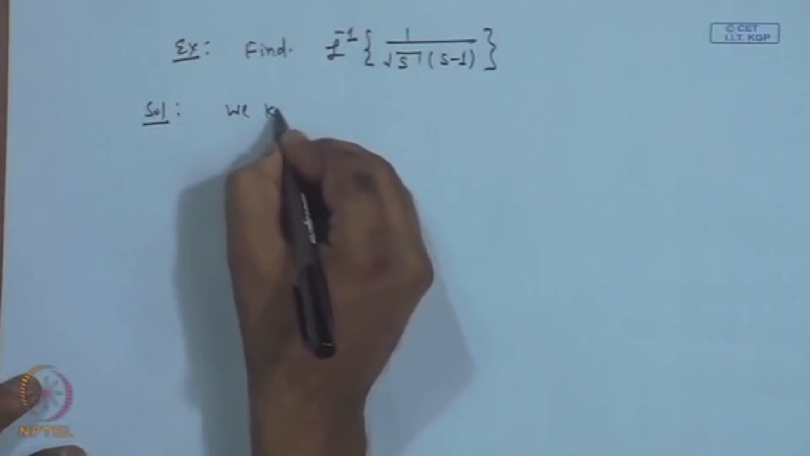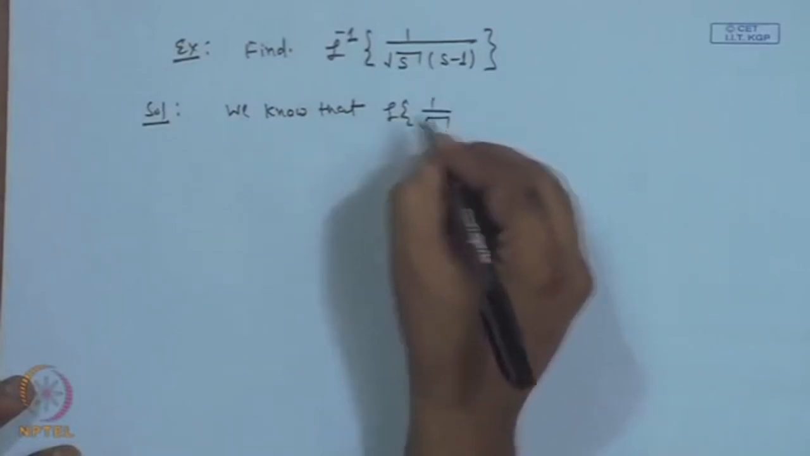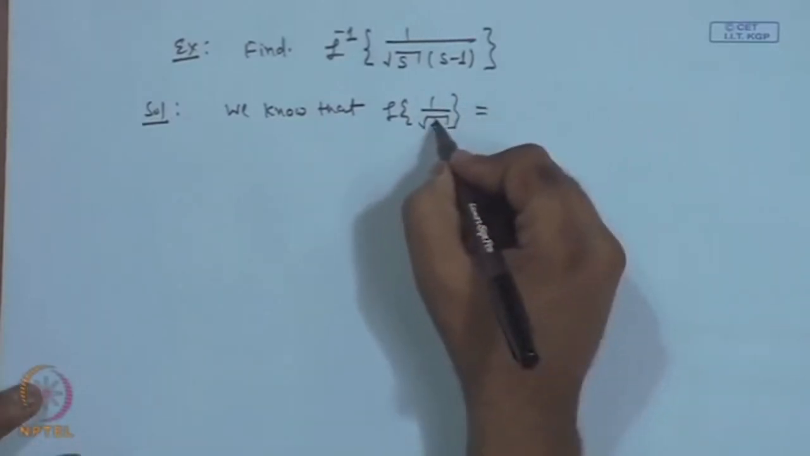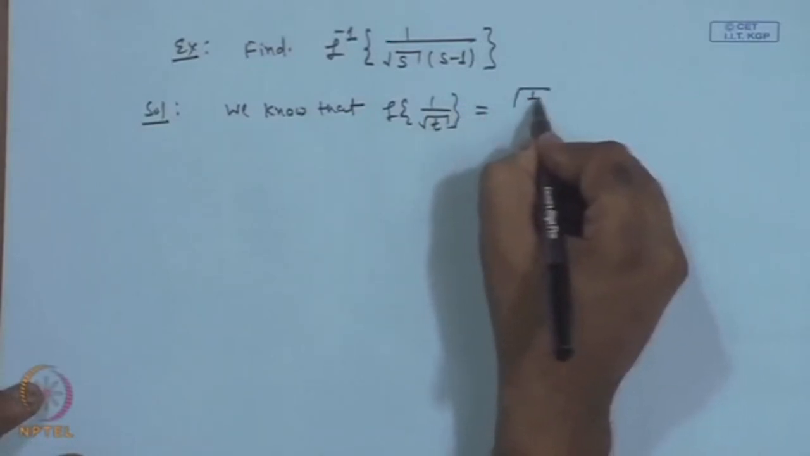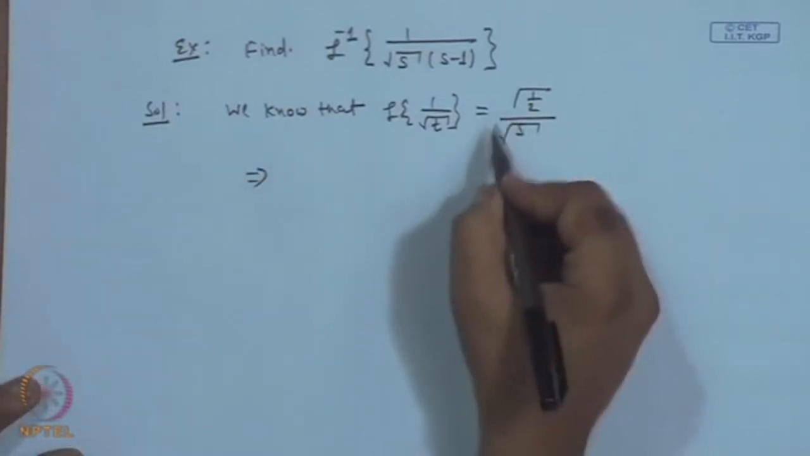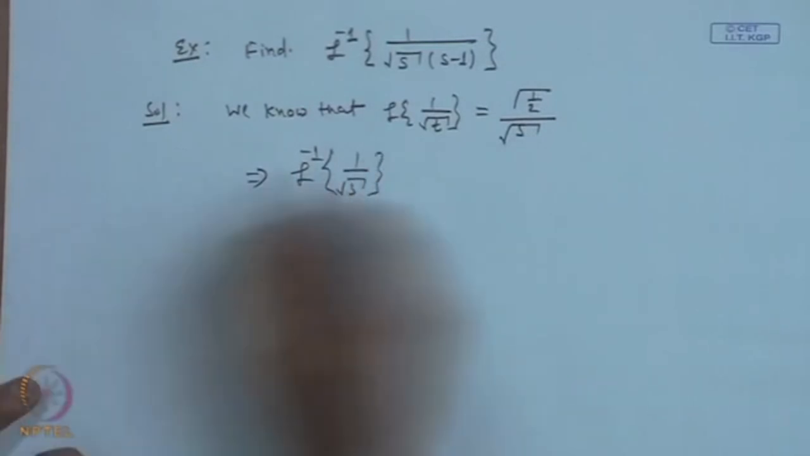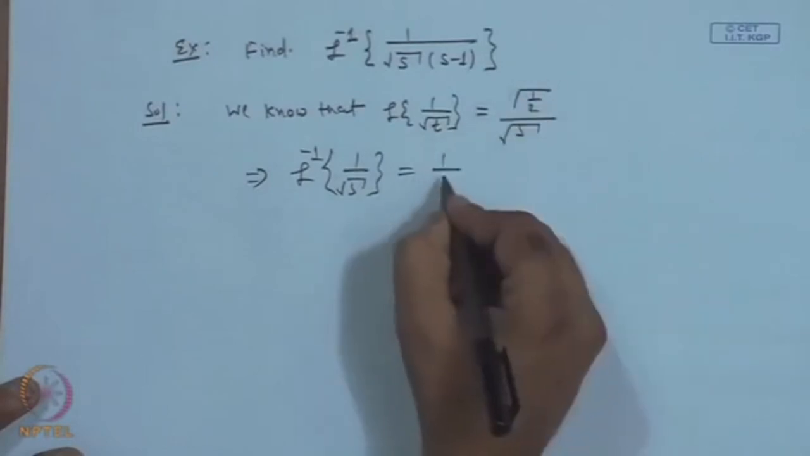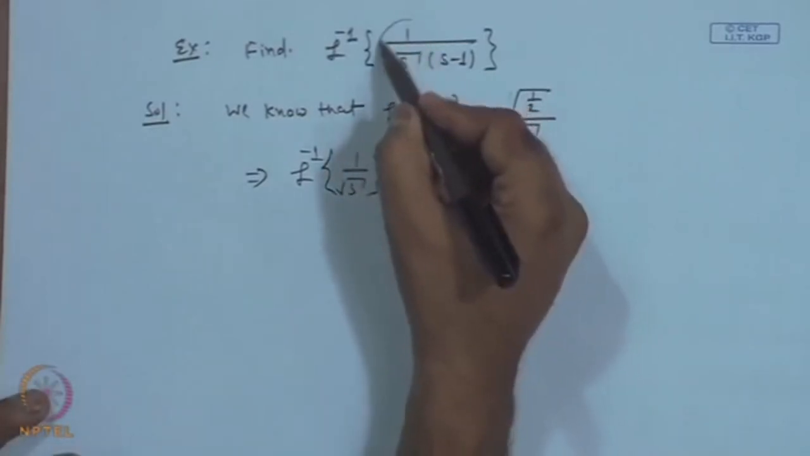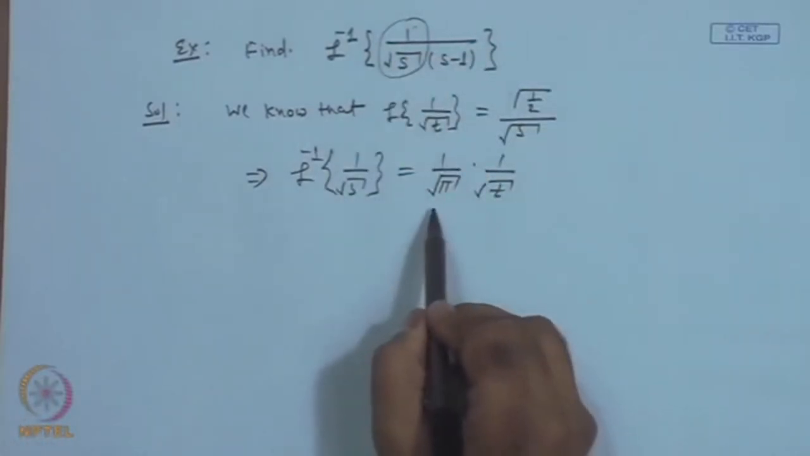we know that the Laplace transform of 1 over square root t is gamma of minus half plus 1, so gamma half, over s to the power half, so square root s. Therefore the Laplace inverse of 1 over square root s is 1 over square root pi times 1 over square root t.